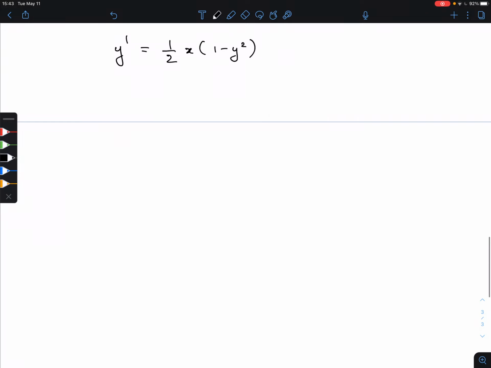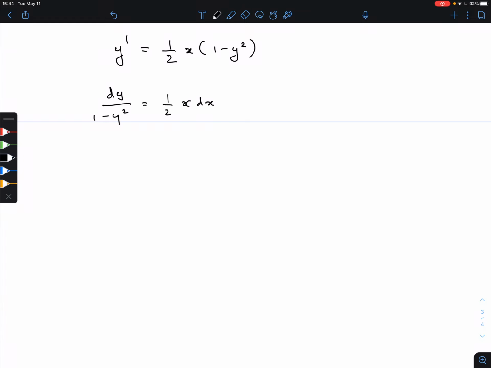More because it has a little bit of a calculus problem, the integration problem. So here is this one: 1 over 2x 1 minus y squared. This is clearly a first order differential equation. It's not in the form of separable, but we can make it separable by dividing by 1 minus y squared. So we would have dy over 1 minus y squared is a half x dx.